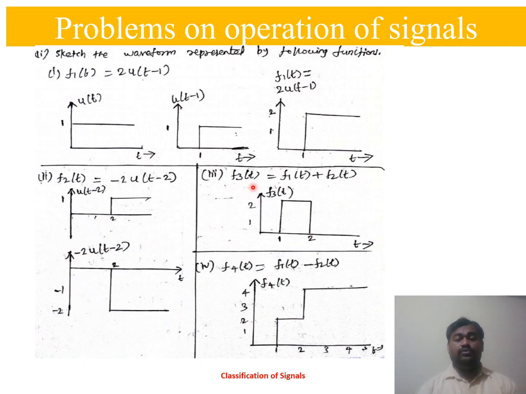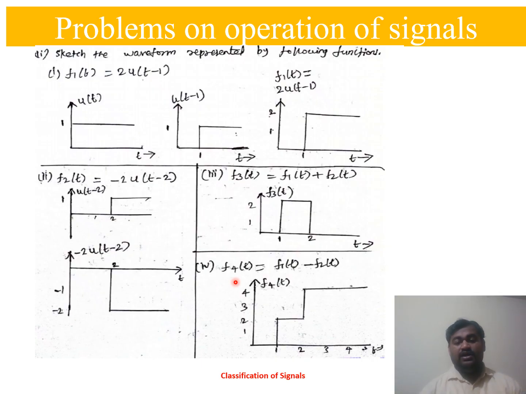Third one, you have to find f3 of t equal to f1 of t plus f2 of t. Just add this f1 and f2. So in f1, 0 to 1 is 0, here also 0 to 1 is 0. For 1 to 2, f2 is 0, and for 1 to 2 f1 is 2. So you will be getting 2. Similarly, after 2 you are having plus 2 and minus 2, which cancel each other. So for 1 to 2 alone you will be getting the answer. For all others you are having plus 2, here minus 2, cancel each other.